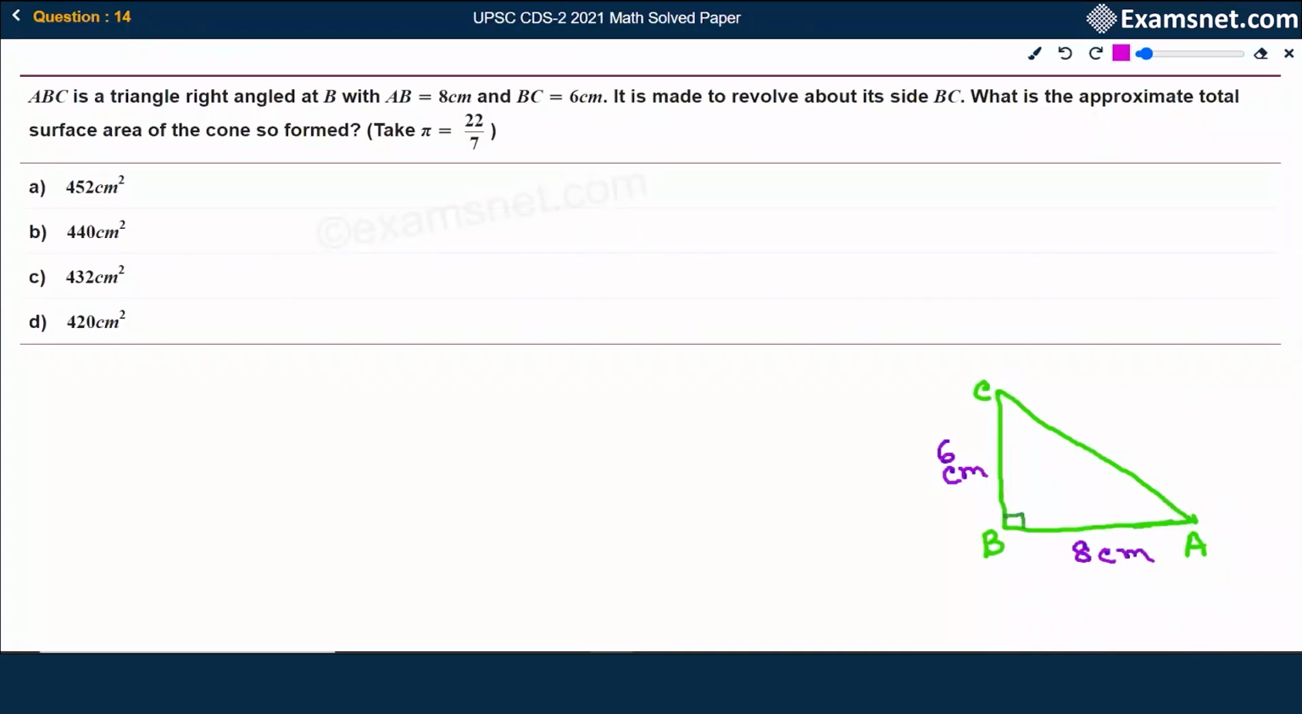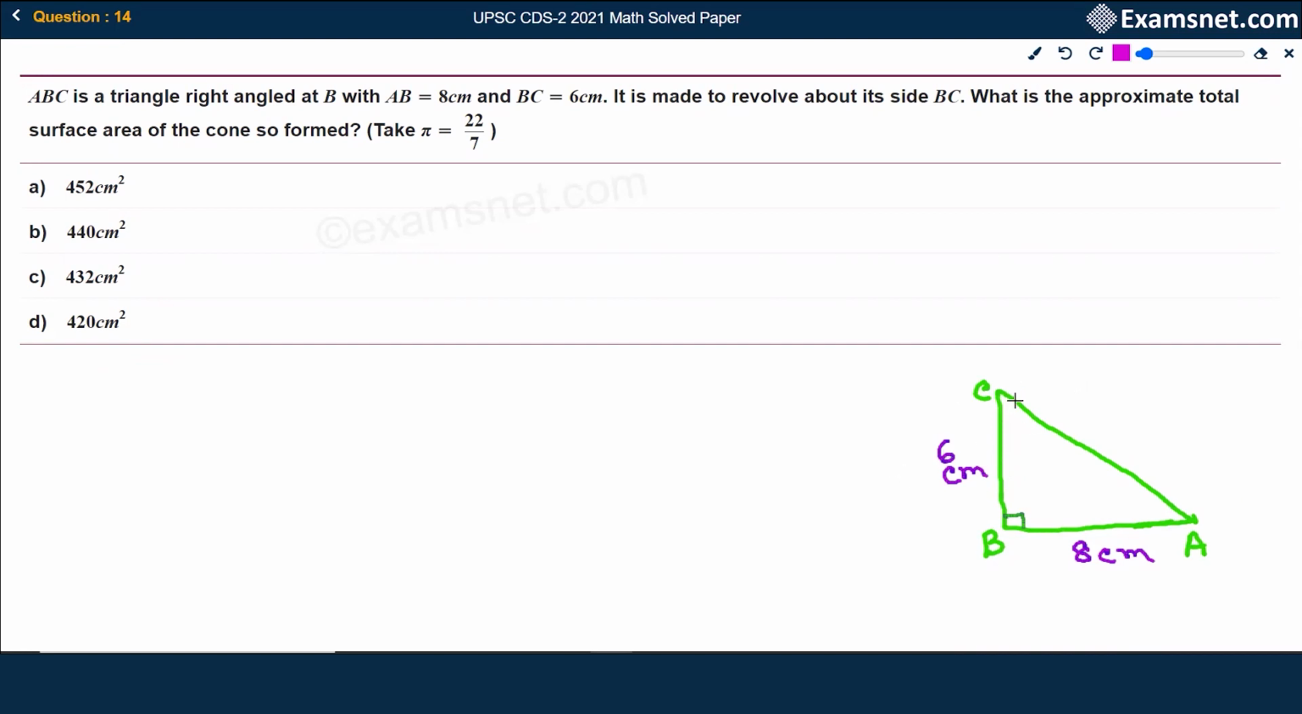In question number 14, it is given that ABC is a triangle right angled at B with AB equals to 8 centimeter and BC equals to 6 centimeter. It is made to revolve about its side BC, this perpendicular side. What is the approximate total surface area of the cone thus formed?